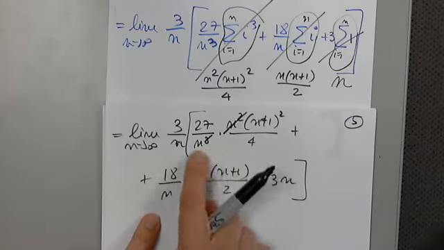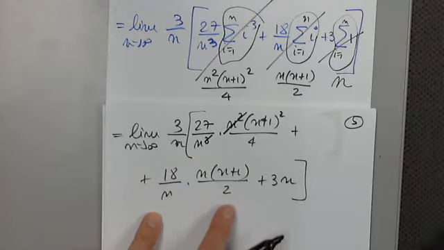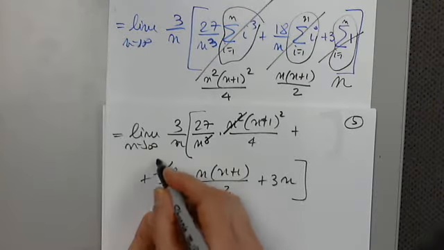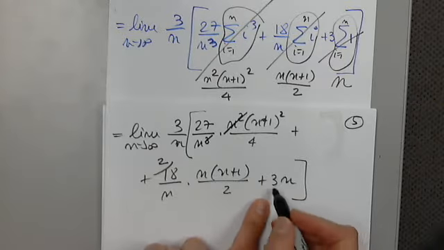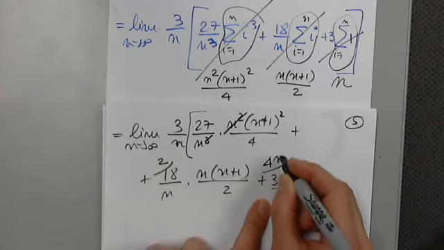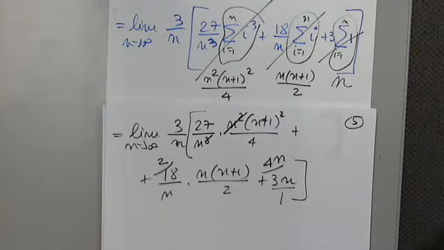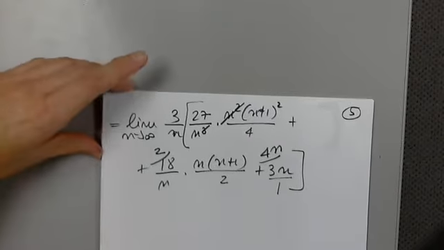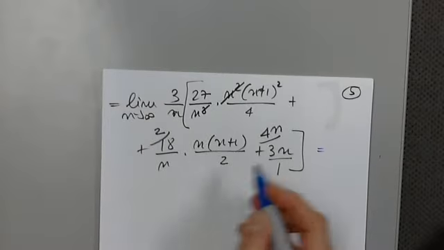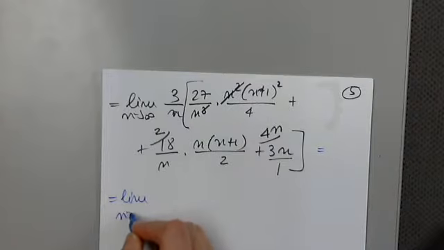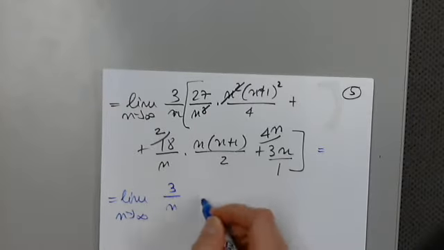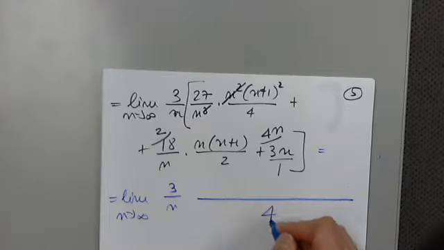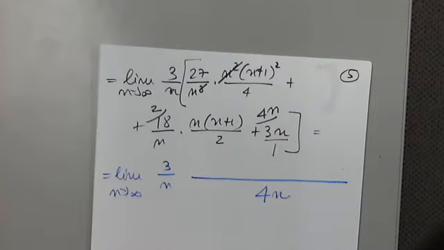So the least common denominator appears to be 4n. I only have 2n here, so I have to multiply by 2. And this one has denominator 1, so it needs to be multiplied by 4n. So this is limit n approaches infinity, 3 over n, and 4n in the denominator. And I'll wait for you to tell me what to write at the top.